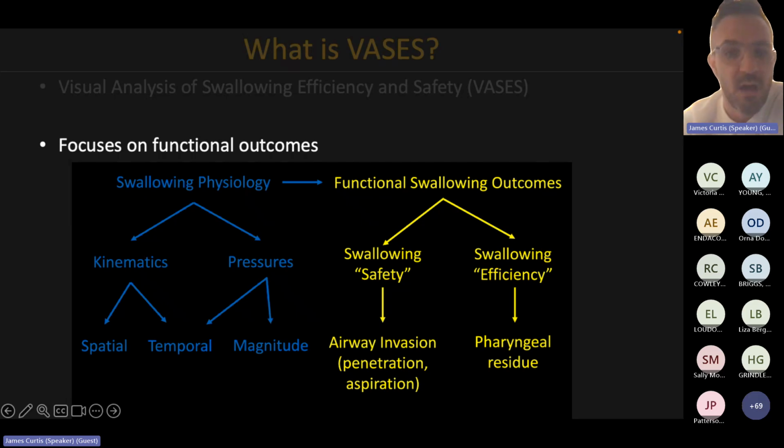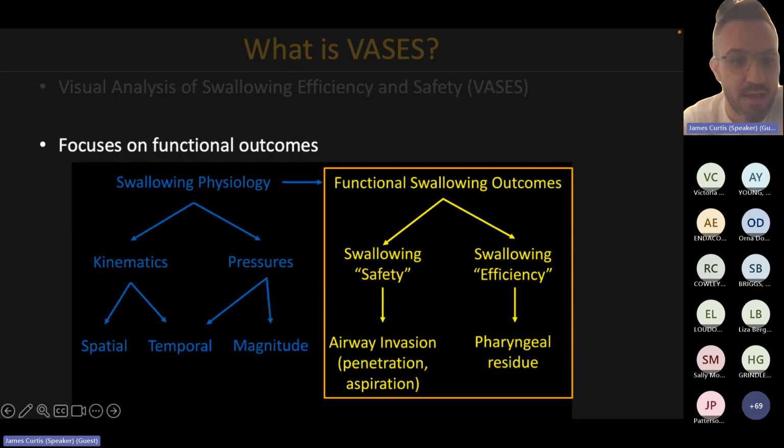So VASES focuses on functional swallowing outcomes. When looking at this framework, it really focuses on functional swallowing outcomes, and that was deliberate. That's because that appears to be the diagnostic advantage of FEES. We could have included measures of swallowing kinematics, but most of those would just be inferences. I think the vast majority of them would be inferences. And so VASES is focusing on the diagnostic advantage of FEES, which is functional swallowing outcomes.